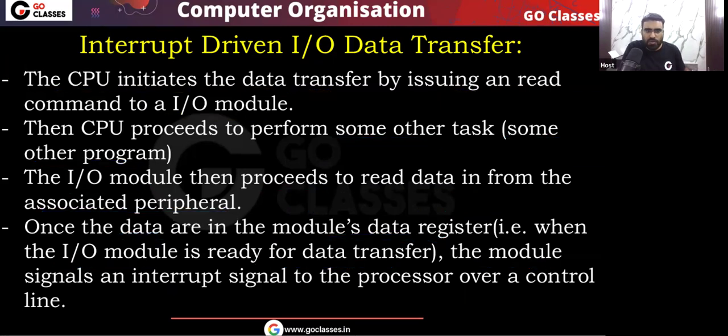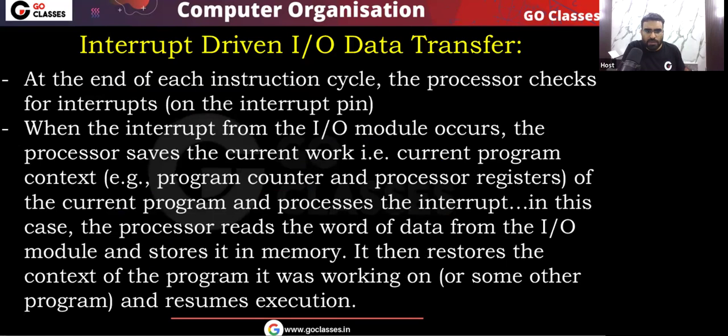Now what will the CPU do? Remember, the CPU will execute the current instruction. The CPU is already doing some work, already executing instructions of some other program, yes or no? So the CPU is executing some instruction, and it will complete that instruction.